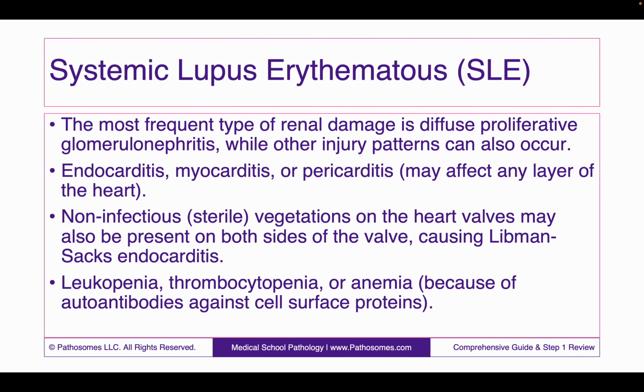Also with SLE, we can see leukopenia, thrombocytopenia, or anemia, right? You know what those words mean. Low white blood cell count, low platelets, low hemoglobin, and red blood cells for the most part, because of autoantibodies against cell surface proteins. Wow. It's even impacting the cellular level.